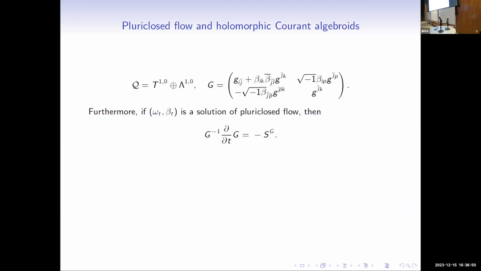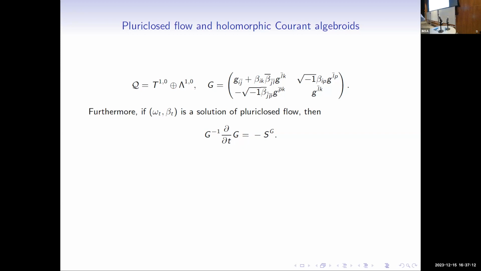And then the kind of amazing point is you can take it one step further and take a time derivative, and formally the pluriclosed flow can be written in terms of omega and beta. Here omega evolves by the (1,1) part of the Bismut-Ricci, and beta evolves by the (2,0) part.